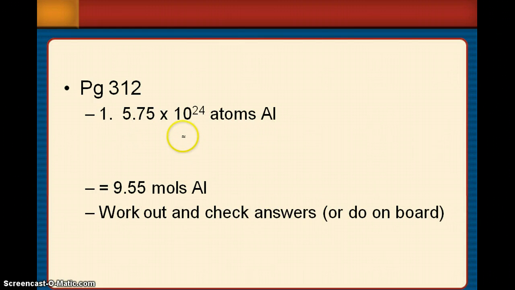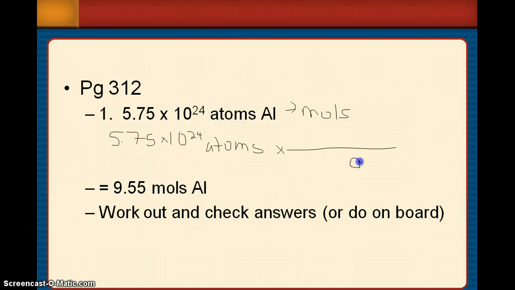All right. The next one on page 312 is the inverse, remember. I'm given 5.75 times 10 to the 24th, and I want to go to moles. So I'm going to start with what they give me always, 5.75 times 10 to the 24th atoms. Atoms is what they give us, but I don't want atoms, so atoms is going to go on the bottom, so I can get rid of it. So that means 1 mole will go on the top.